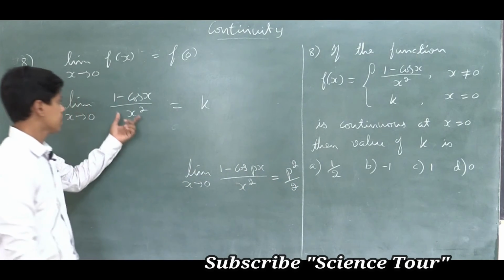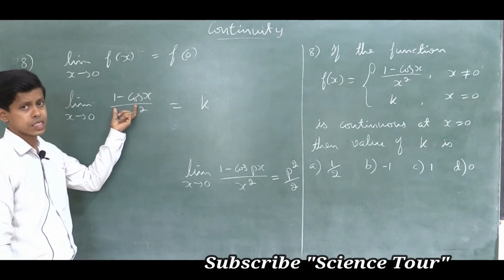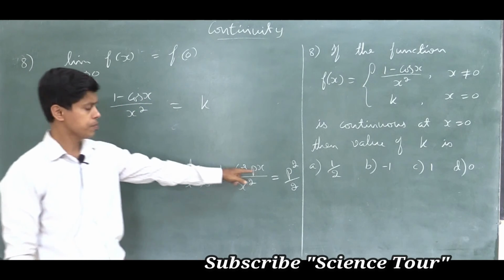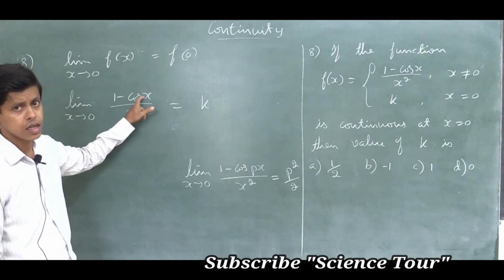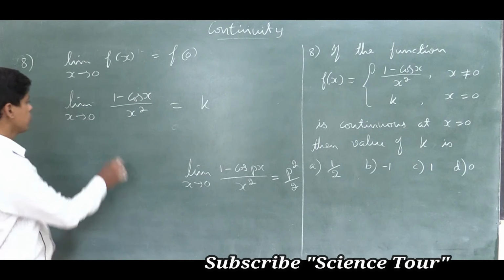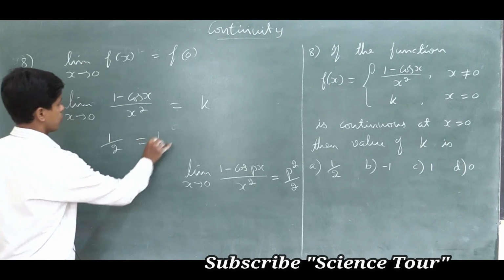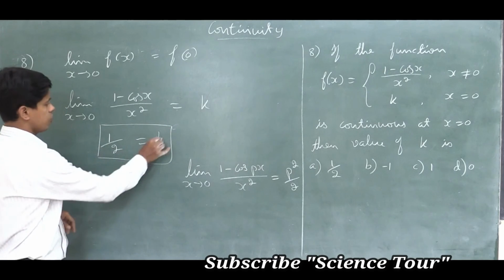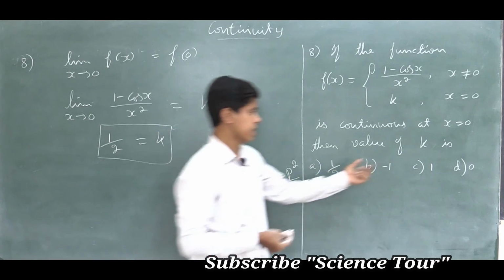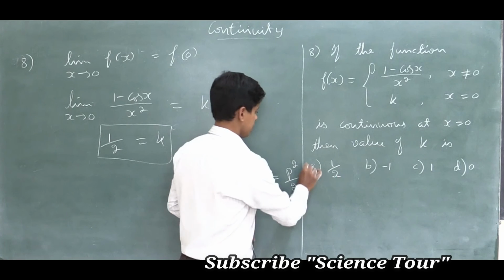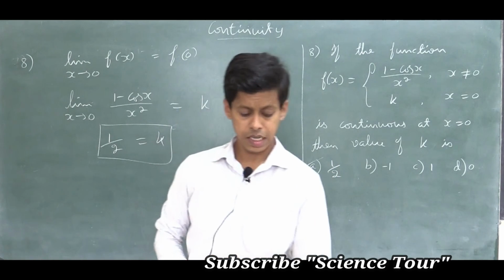That formula is now comparable to this expression, and in place of p we have 1. Therefore, the limit value of this function will be 1 square divided by 2. So the value of k is half, and that is in option A. Therefore, option A is the answer for the 8th question.